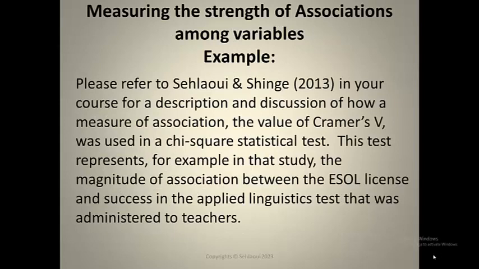So measuring the strength of associations among variables, and here's an example. In Sehlawi and Shingi 2013, this article was shared in your course for a description and discussion of how a measure of association, the value of Cramer's V, for example, in this case, was used in a chi-square statistical test. This test represents, for example, in the study, the magnitude of association between the ESOL license and success in the applied linguistics test that was administered to those teachers.